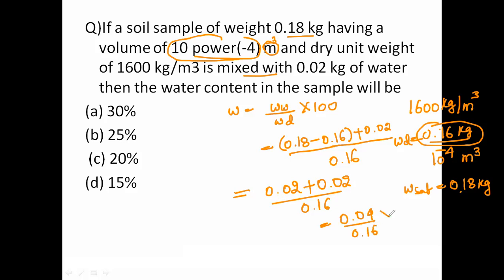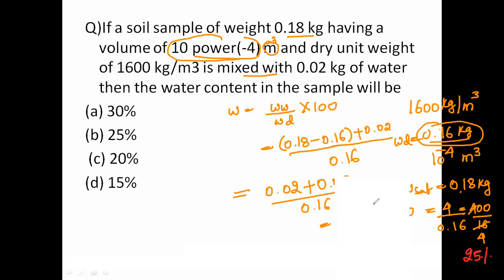Again it is asked in percentage, so make it times 100. Then it becomes 4 divided by 0.16, which is nothing but 400 divided by 16. So 100 divided by 4 is 25%. Therefore the answer for this problem is 25%. So the answer is option B, the correct answer for this question.